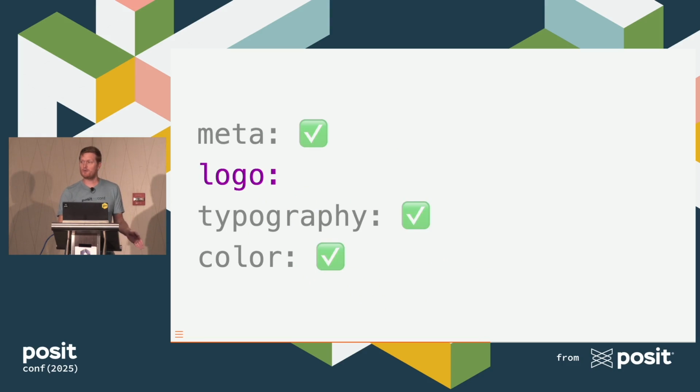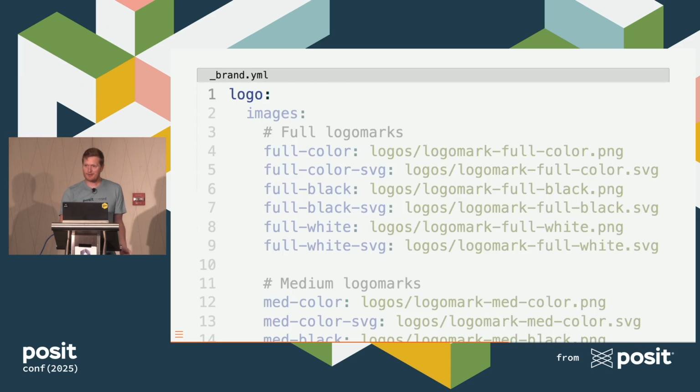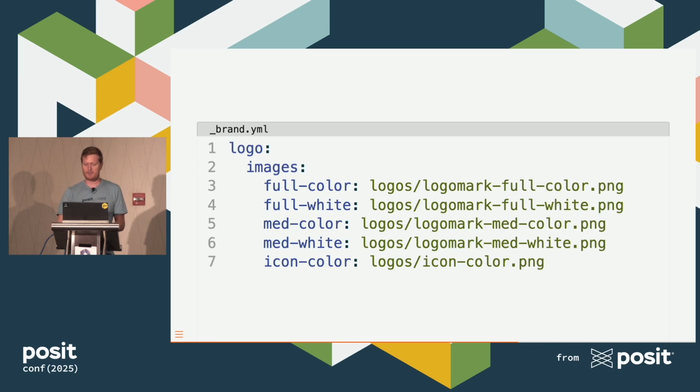Okay, we're close. We're almost done. The last one is logo. We have a lot of logos. We're going to download all the logos. Then in our brand.yml, we say logo, images, and we're just going to list them all out. And I'm going to cut out some of those so we can just see. So here, you give them a name, and then you give it a path. And those logos are right next to your brand.yml file.